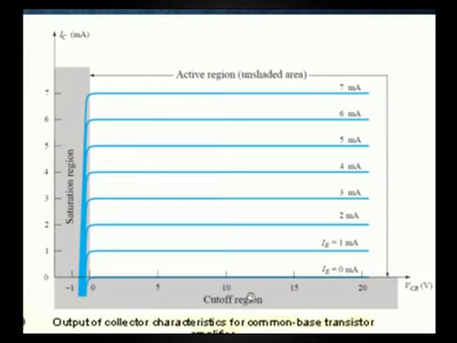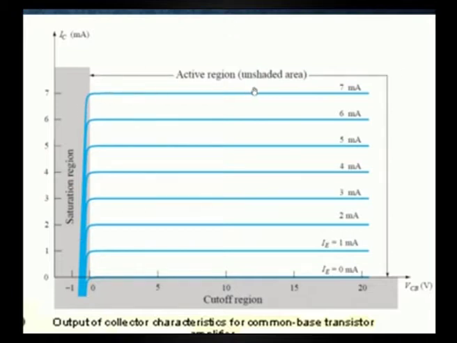The cutoff region is where IE is completely 0, and we can say that in this region the transistor is in the off condition. And this is the saturation region. In the saturation region, VCB, the collector to base voltage, is 0 here, and as the name itself suggests, saturation means the maximum value. So, when the emitter current reaches a maximum value, that portion is called the saturation region.